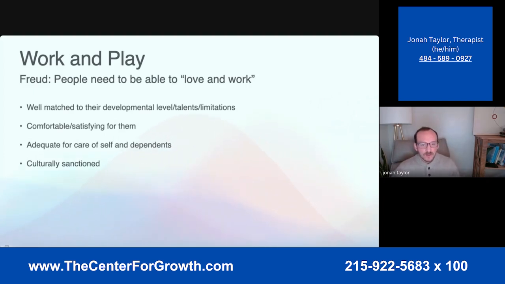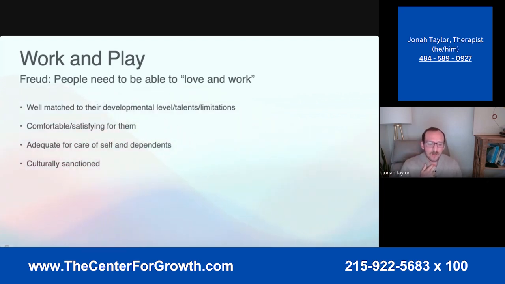And then work and play, and we already talked about relationships. Freud famously said that people need to be able to love and work, and that that's one of the goals of therapy, is to help people to love and work. But we talked about love already to some extent with relationships. And so this textbook uses work and play as a dimensional category.